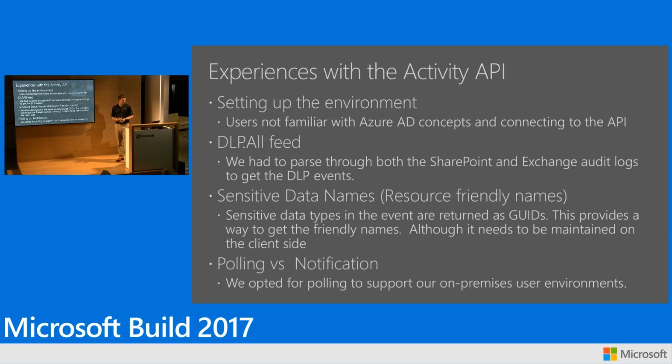Some of the other options with the API that we haven't used or have used is polling versus notification events. Right now, to support our hybrid and on-premise solutions, we use polling, so we are actually polling the API for events. But another option is to subscribe to events and listen to when DLP events get submitted. That would be more in line with the SaaS approach.